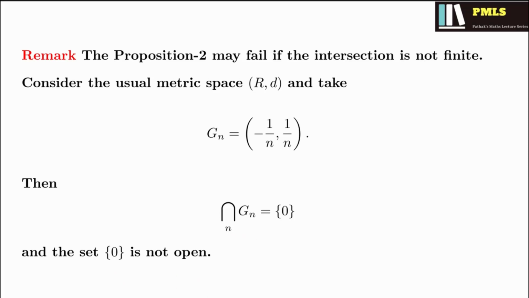So the property which we have studied regarding intersection of open sets is true only for finitely many open sets. If you take the intersection of infinitely many open sets, it may fail to be an open set. So with this, we are closing this video. We have discussed union of open sets in another video. We have discussed intersection of open sets in this video.